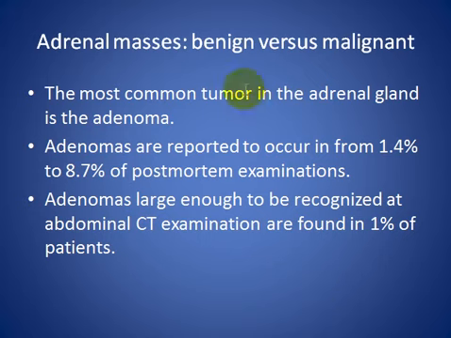Adrenal masses, benign versus malignant. The most common tumor in the adrenal gland is adrenal adenoma. Adenomas are reported to occur in from 1.4% to 8.7% of post-mortem examinations. Adenomas large enough to be recognized at abdominal CT scan examination are found in about 1% of patients.